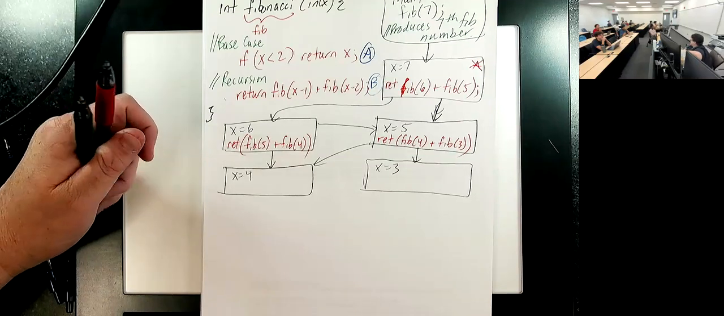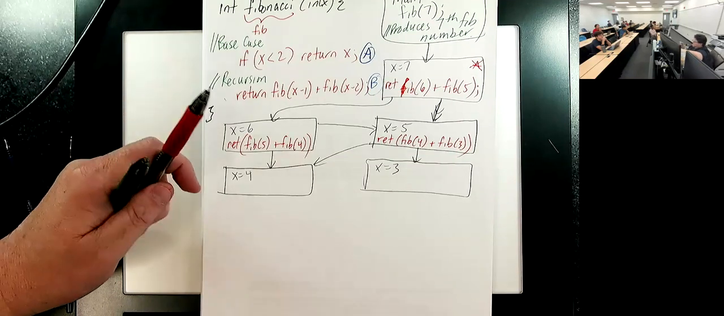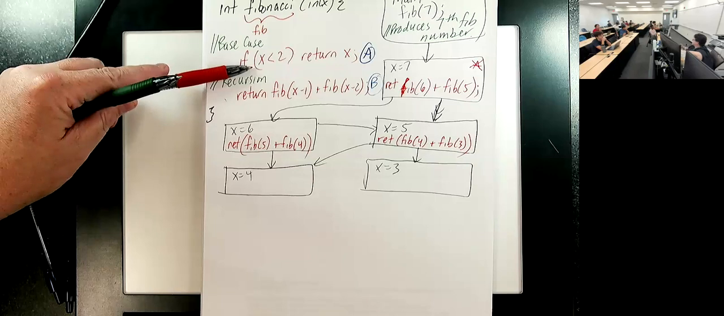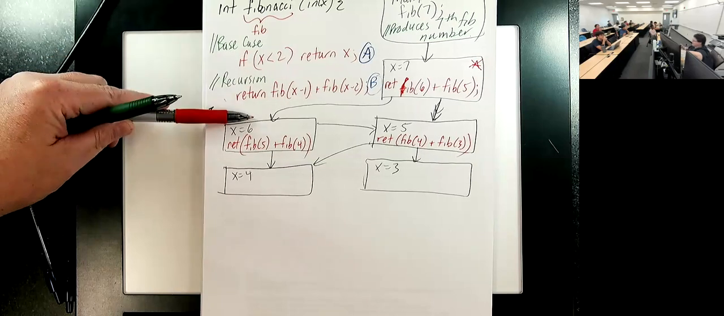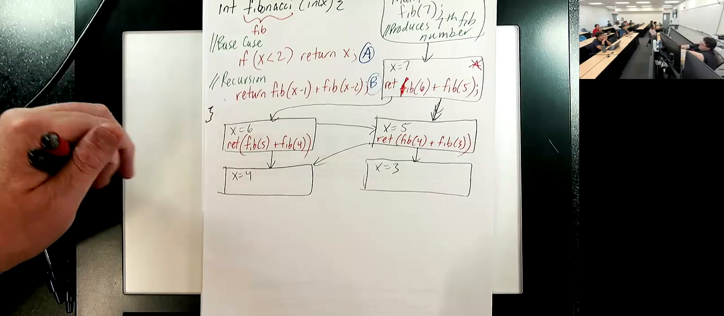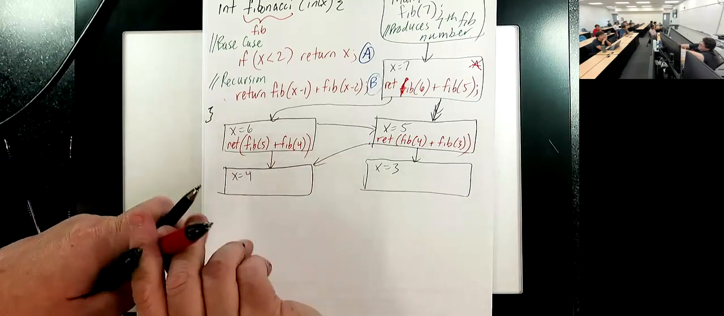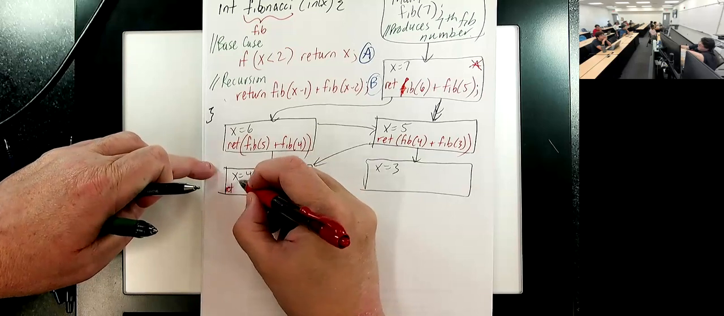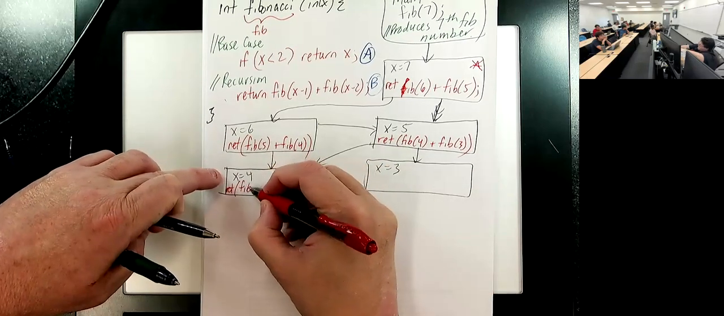All right. So x equals 4, neither of these is less than 2. We're checking A or B. Neither is less than 2, so it's B on both of them. This one is going to return fib 3 plus fib 2.